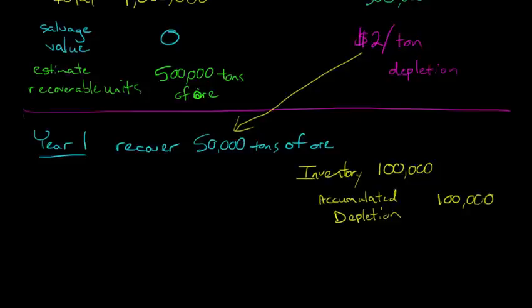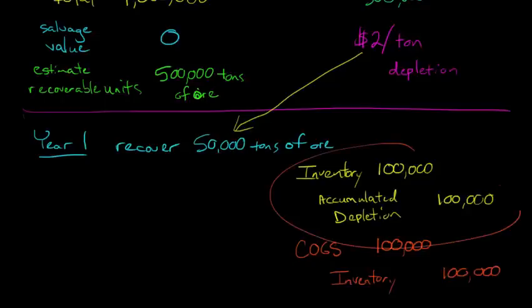So part of this journal entry is going to be cost of goods sold. We're going to debit that for 100,000. And then we're going to credit inventory to reflect that we no longer have the 50,000 tons of ore. Again, it's when we sell this that we make this journal entry, not when we recover it. That was the entry when we recover the ore. This one is on the sale of 50,000 tons.